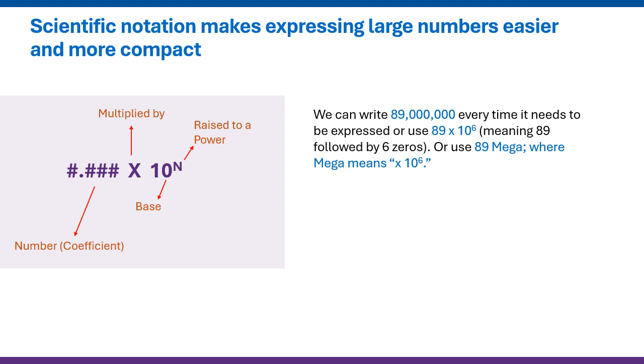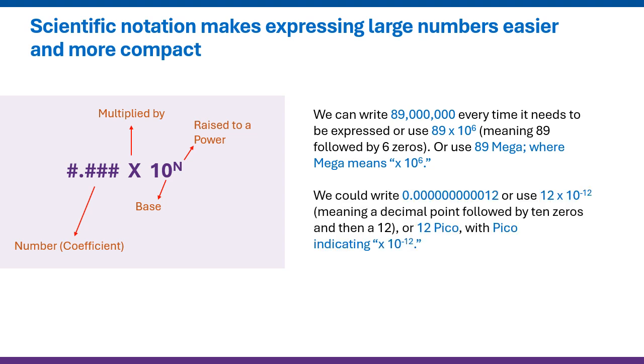For example, we can write 89 million, which is 89,000,000, every time it needs to be expressed, or use 89 times 10 to the 6, meaning 89 followed by 6 zeros. Or, to make it even more compact, we can use 89 mega, where mega means times 10 to the 6. So it becomes much more compact and easier to express very large numbers.